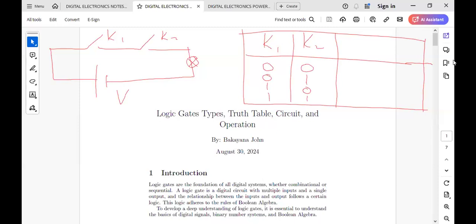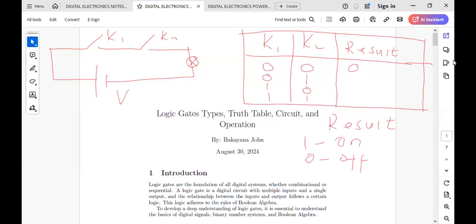Yes. So on the other side, I can write the result. Now, still under the result, I will say 1 represents on and 0 represents off. Now I mean the bulb. Is that okay? So what happens when K1 and K2 are both open? 0, 0 means both are open. The bulb will be off, and off can be represented by a 0. I hope people are following.